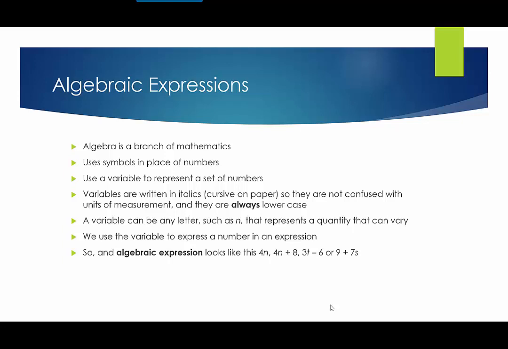Now, we use a variable to represent a set of numbers, or even one number. And variables are always written in italics or cursive on paper, so that they're not confused with units of measurement. And they are always lowercase letters. The reason that we use lowercase letters instead of uppercase letters is uppercase letters almost always represent a formula. So a capital A for area or a capital P for perimeter, as opposed to a lowercase p, which is a variable in an algebraic equation. So we want to make sure that when we're writing out our variables that we're always using lowercase.